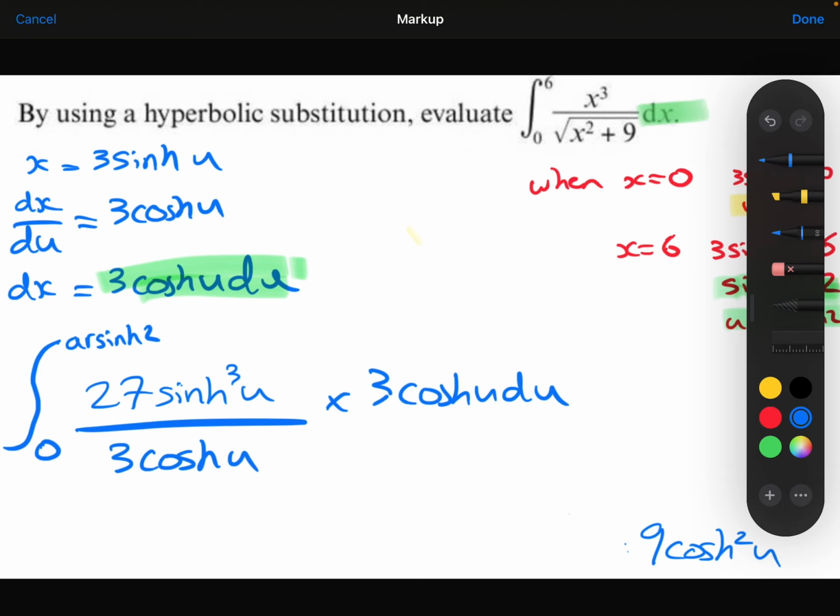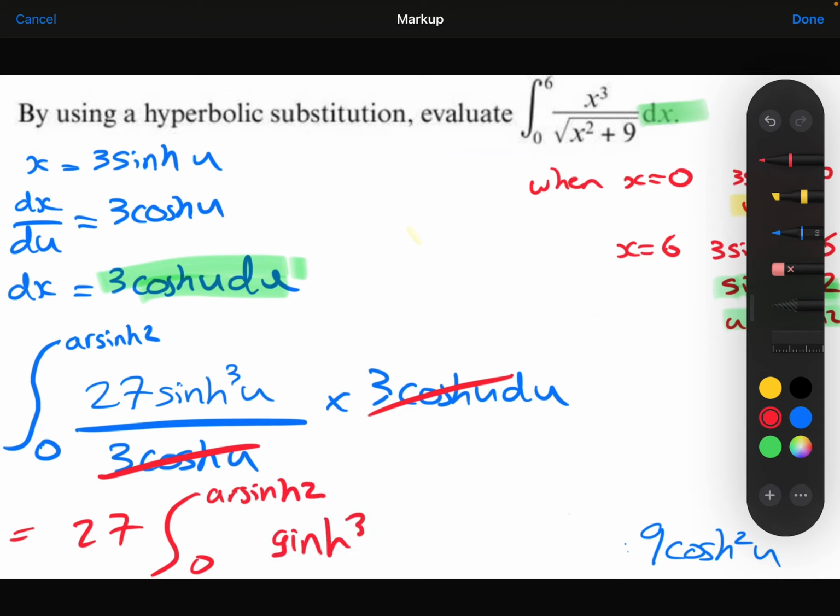Which then cancels out with this 3 cosh u nicely, to leave me with the integral, I'm going to take 27 outside, of 0 to r sinh 2 of sinh cubed u du.